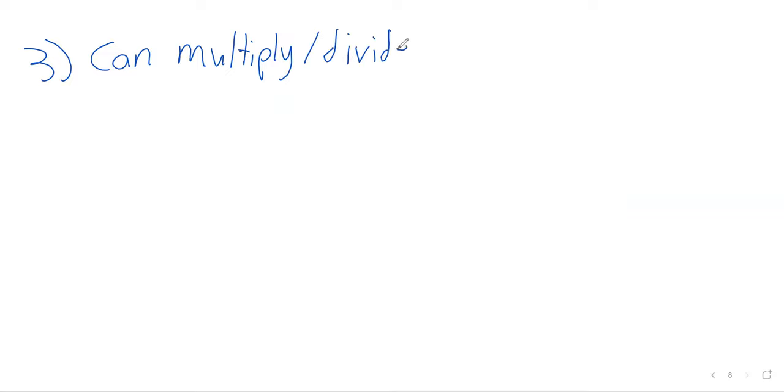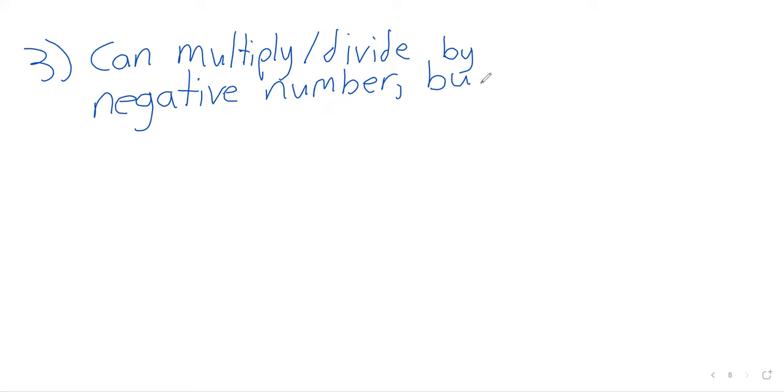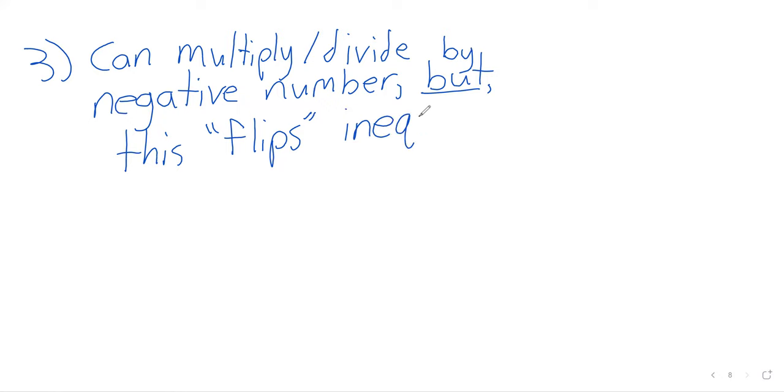So you can multiply or divide by a negative number, but doing so flips the inequality.